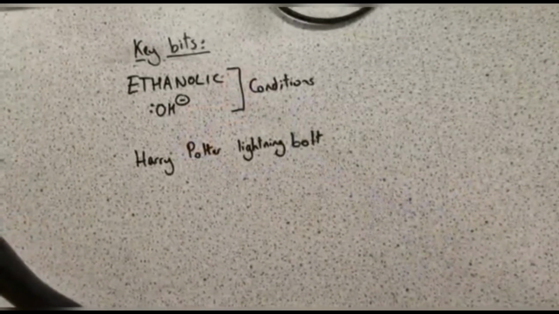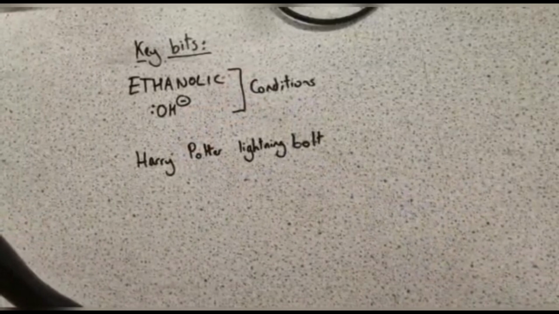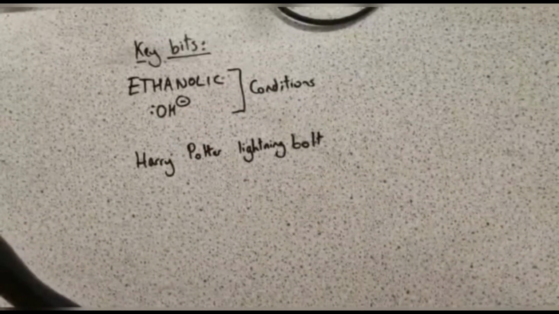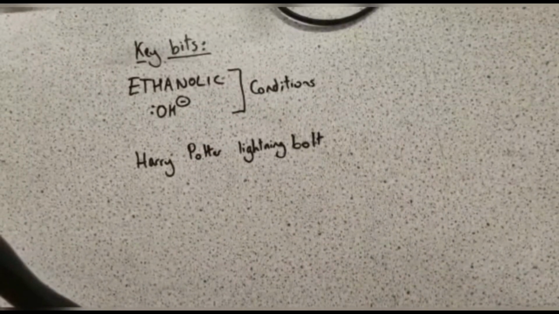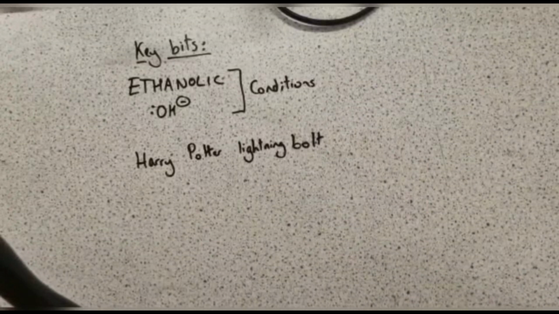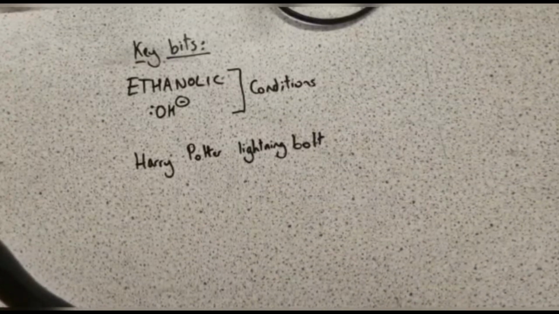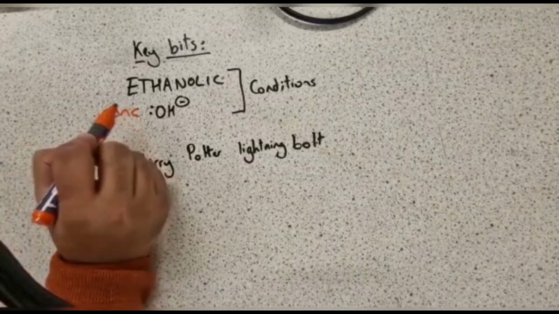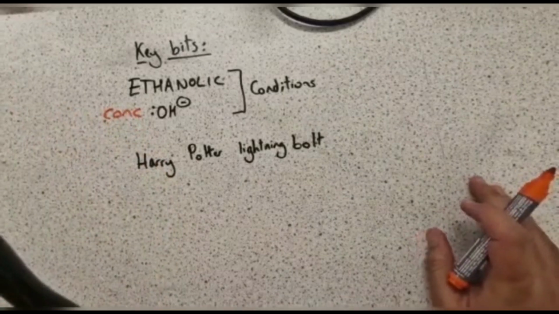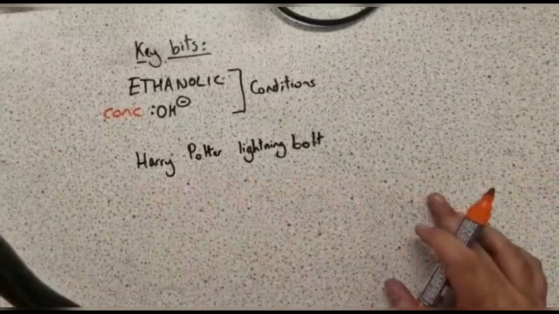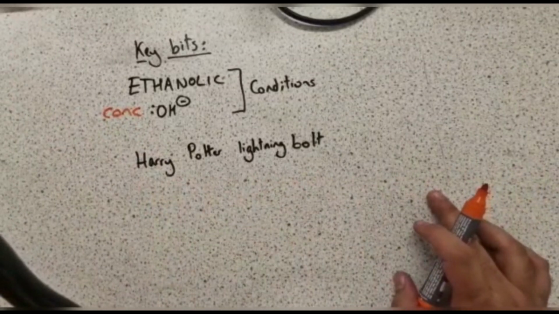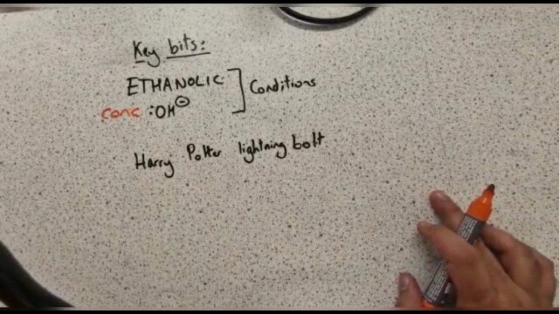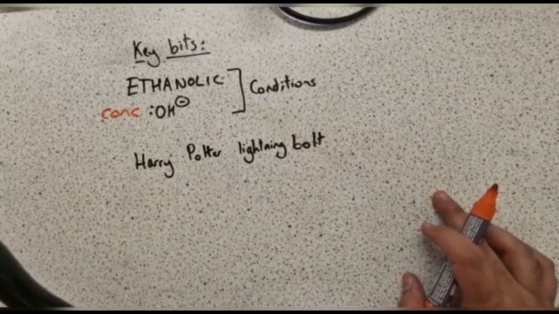Now the key bits. Key bits are this reaction is ethanolic. You're using a hydroxide. That can be either potassium hydroxide or sodium hydroxide. And that needs to be concentrated. So I'm going to write that next to it. Concentrated hydroxide. And you need to look out for this thing, the Harry Potter lightning bolt, when you're trying to do questions on elimination. Hope that makes sense.